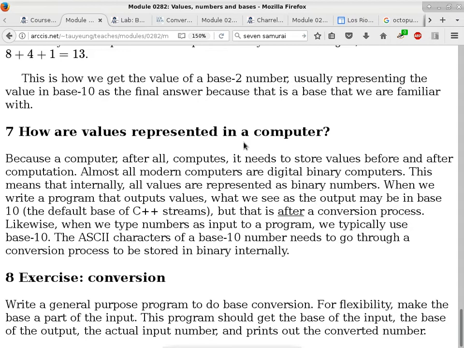So what you do is you have to have 3 numbers as the input, and there's only 1 output. The 3 inputs: 1 is going to be the base of the input number. The second one is going to be the base of the output number. And the third one is going to be the number in the base that you specified earlier. And then the output is going to be the same value, but represented using the new base. Does everybody understand what this general purpose base conversion program is supposed to do?